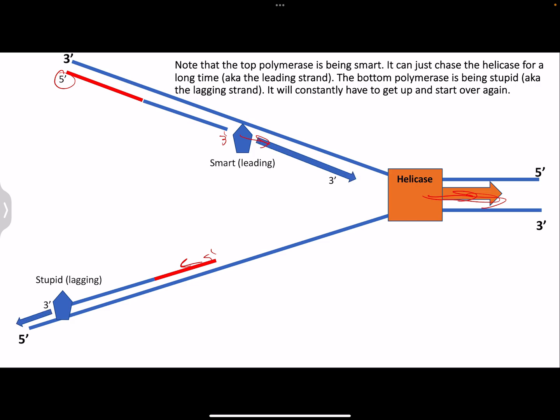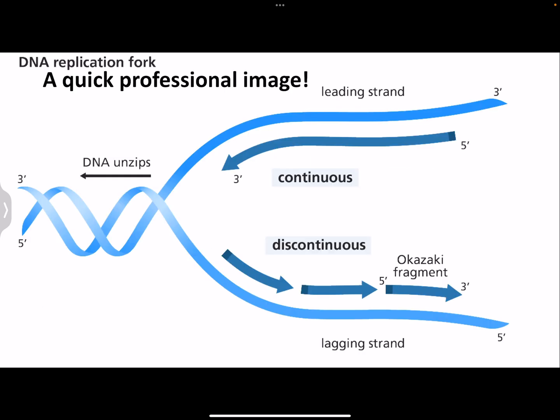Smart leading, boom. Look what the stupid one has to do. The stupid has to get up, run all the way around, get another primase, lay down, and do that again. It constantly has to keep doing that. It's just a little bit silly.